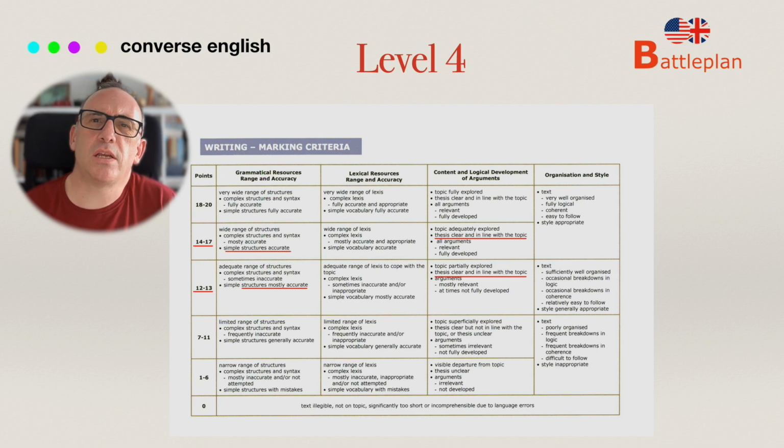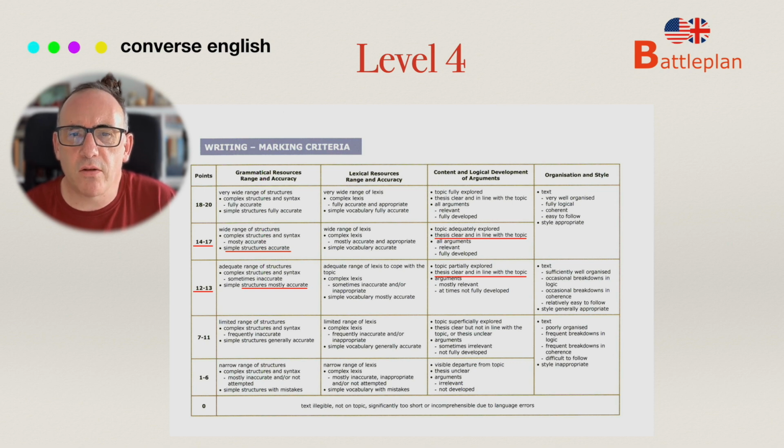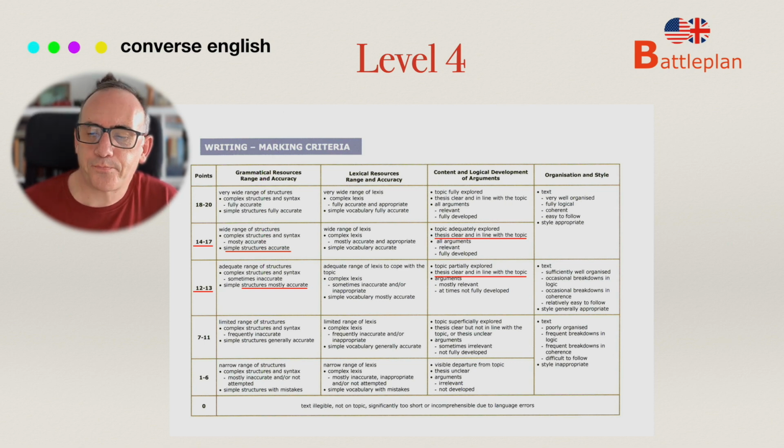So actually, if we're talking about the thesis and the argumentation of the essay, it's important to remember that if you forget to clearly state that or outline it in the right way, then you've already dropped right down the marks category to the 7-11 category. And so it is very important to outline clearly your thesis, okay?